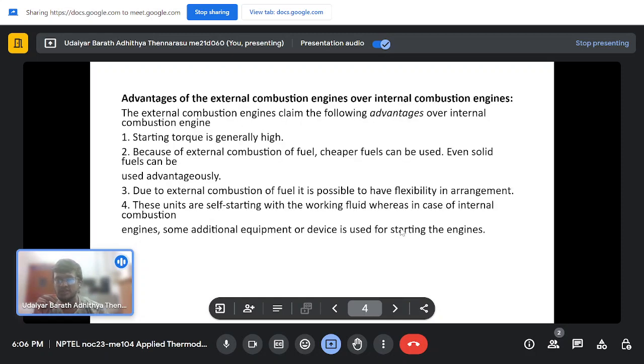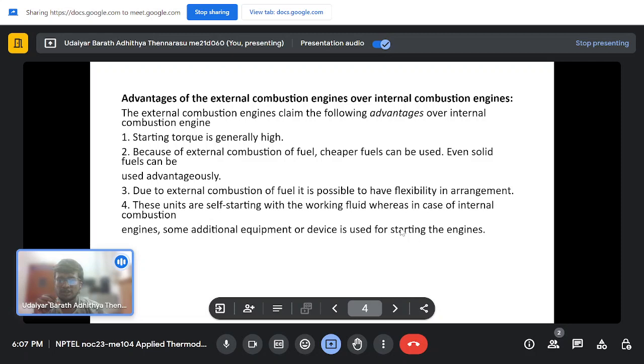But if you see what the advantages of the external combustion engines are, the starting torque is generally high compared to the internal combustion engine. Because combustion is happening externally, the fuel can be any kind of fuel. You can use a solid fuel, a liquid fuel, or a gaseous fuel. Whatever fuel you can combust, you can generate power. But in internal combustion, you cannot do it. You mix it with air, and the combustion happens inside, so there is a restriction on the type of fuel you can use. Even solids can be used advantageously in an external combustion engine.